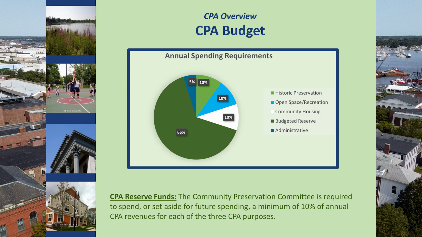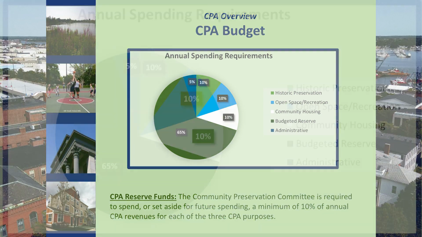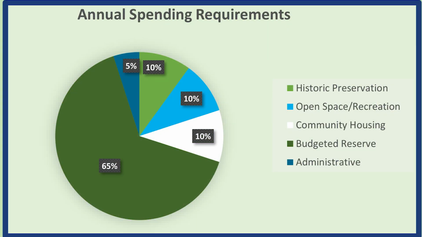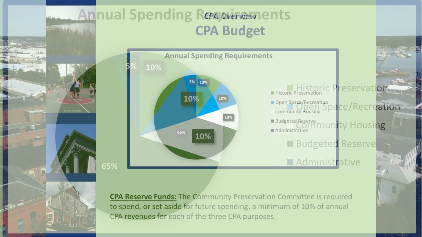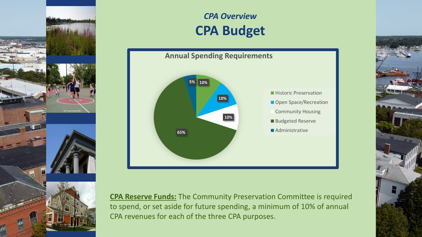We have to spend or set aside, based on this pie chart, 10% for each of the reserved categories. And then 65% can be spent on any of these 3 categories. As you can imagine, New Bedford has had a lot of historic preservation projects, but some of them are combined, where they're historic preservation that have a component that is community housing. So having that minimum of 10% set aside allows us to know that we're going to at least invest that much in each of the 3 categories on an annual basis, provided that we get the applications for those categories.